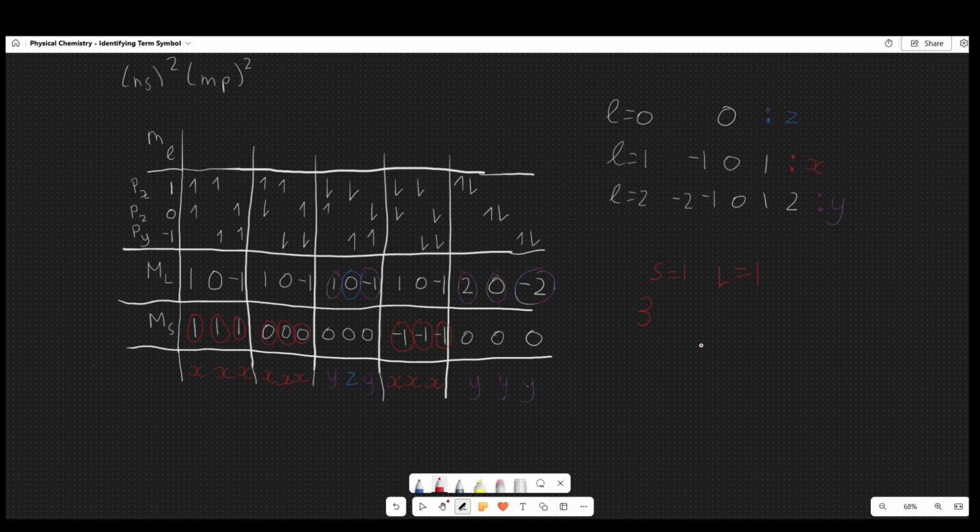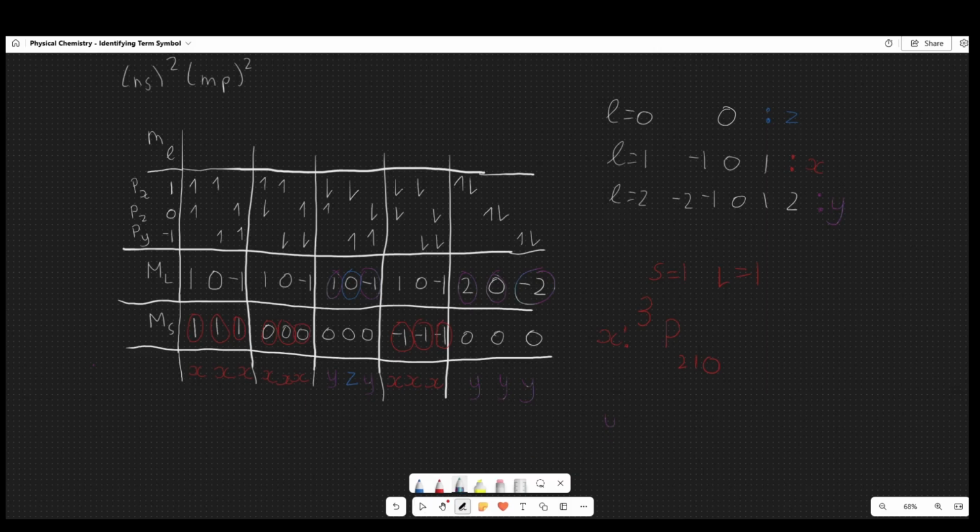So what that means is, if L equals 1, I told you that this becomes a P. And now we have the different options that it could be: 2, 1, 0. Because this bottom number is J, which is the vector sum of L plus S. So we have 1 plus 1, which is 2, but we also have 1 plus 0, which is 1, and then 1 plus -1, which is 0. So X term symbol is 3P2,1,0.